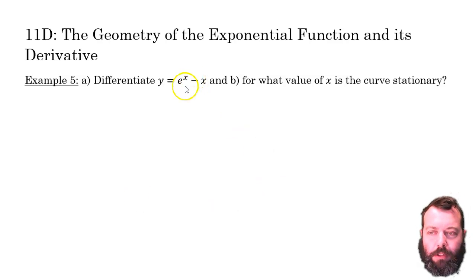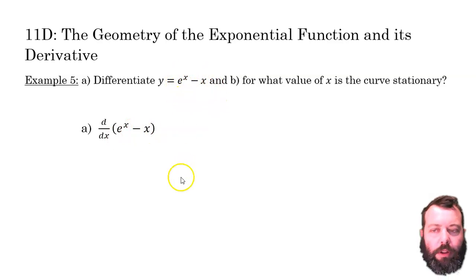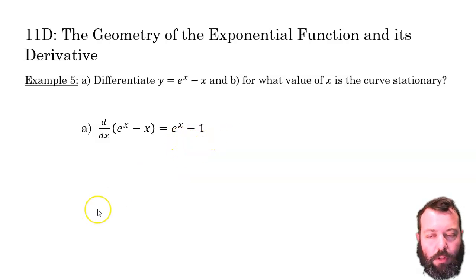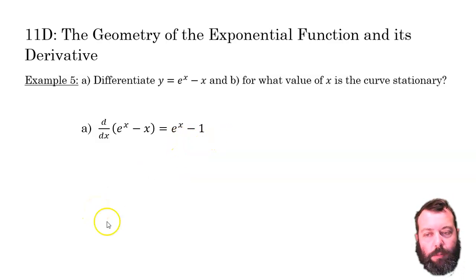So differentiating this exponential function here, right? The derivative of e to the x is e to the x. And the derivative of negative x is negative 1. So the derivative of that function is e to the x minus 1. Nice and easy. And when is that stationary?